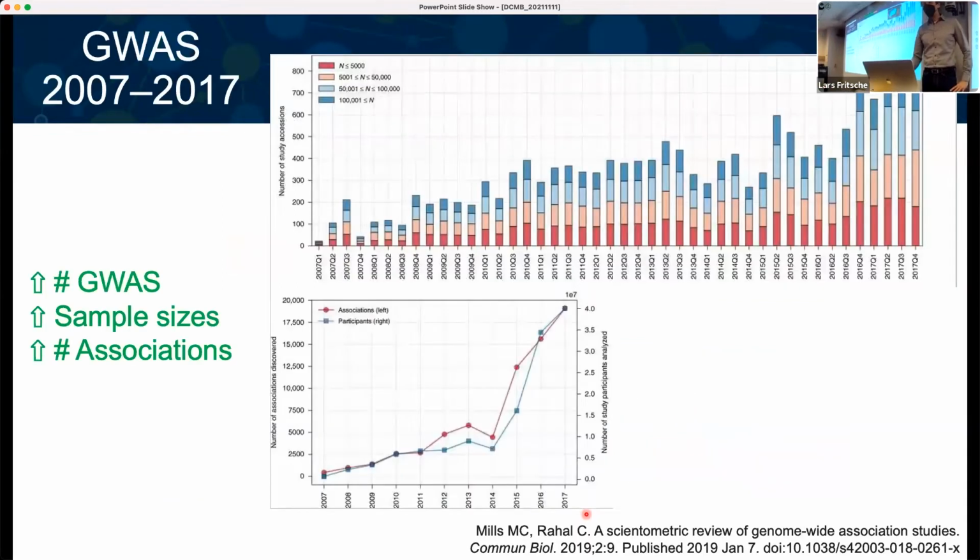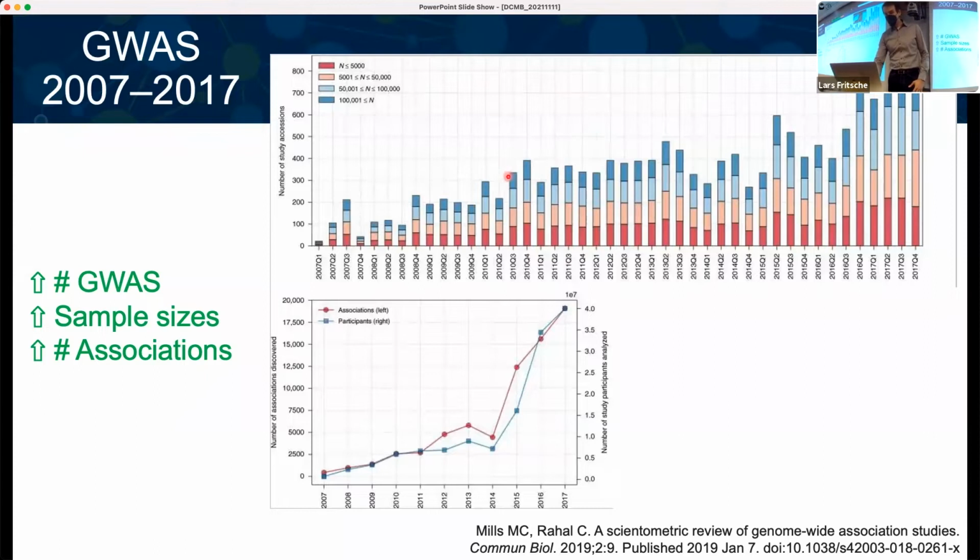And GWAS are very successful. Here I'm showing a plot from Mills et al. They summarized GWAS that were published between 2007 and 2017. And what you can see here is that GWAS became more and more frequent. So more GWAS studies were performed. When you look at the color code here, blue is the largest GWAS category. You can see that sample sizes increased overall.